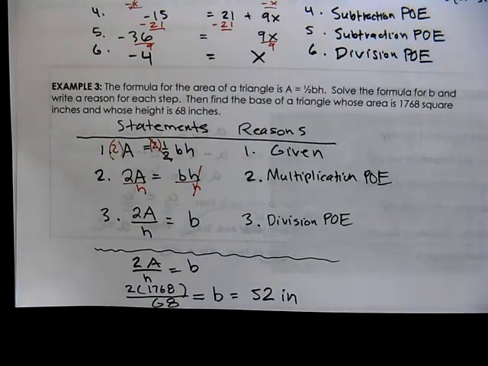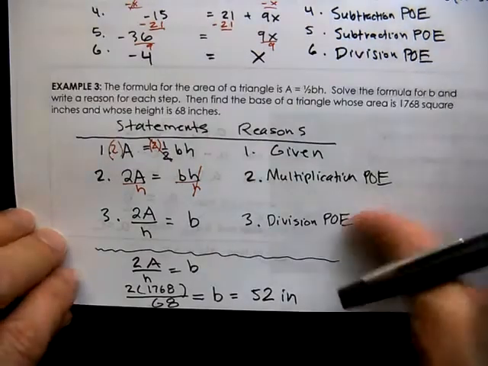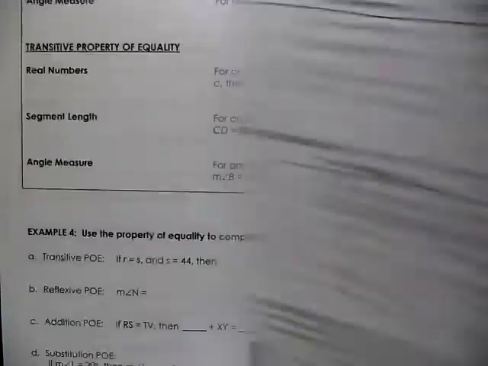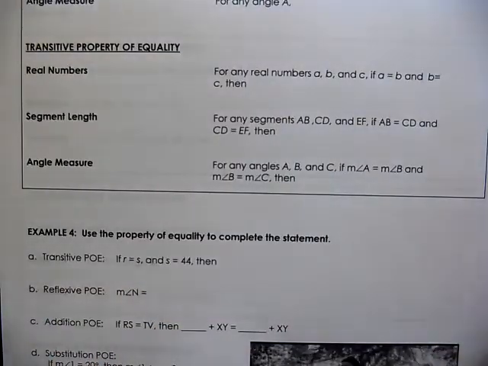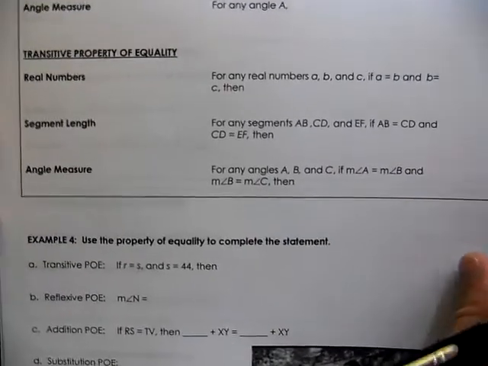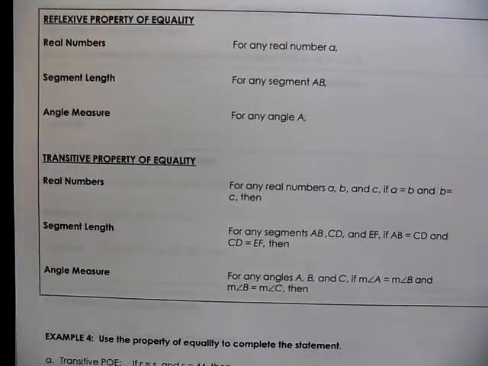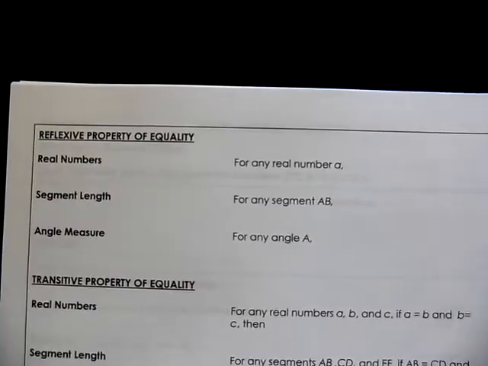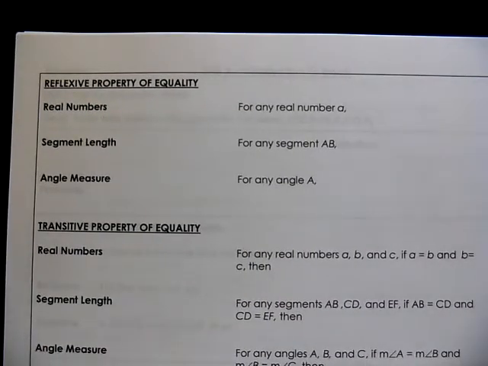inches for the units. Alright, we have a few other properties to take a look at, so if you'll turn the page, let's finish up with some of these. We have more properties of equality. We have these reflexive and transitive properties that we want to take a look at. Alright, so at the top of the page, we have reflexive property of equality. This property can work with numbers, it can work with segments, and it can work with angles as well.